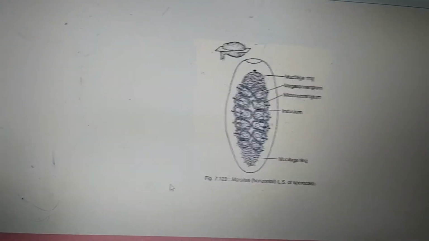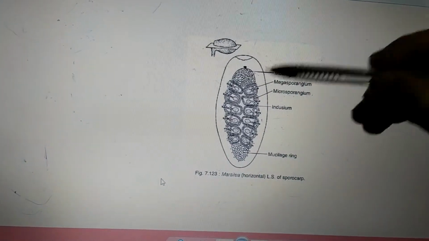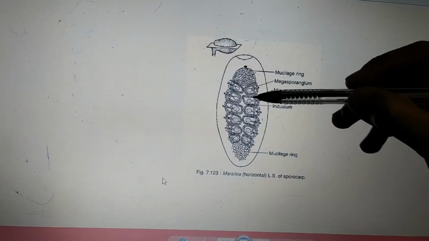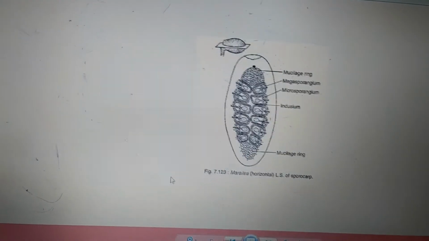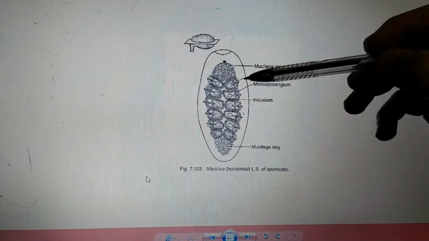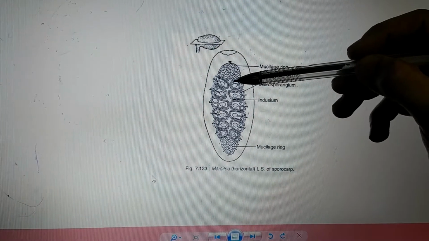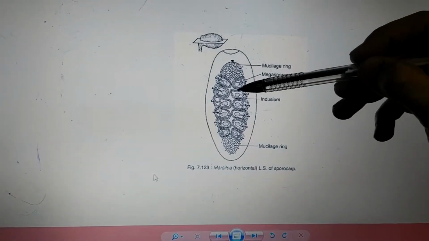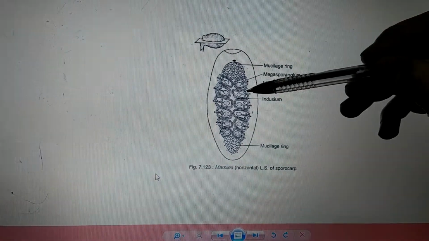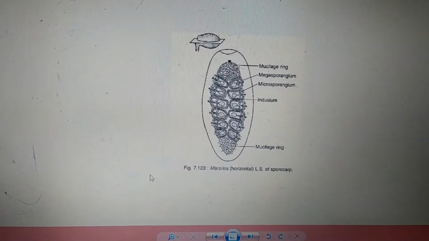Just beneath this upper mucilage ring, we have these elongated structures. These elongated structures are nothing but sori. Each elongated structure is surrounded by a thin delicate membrane called indusium.